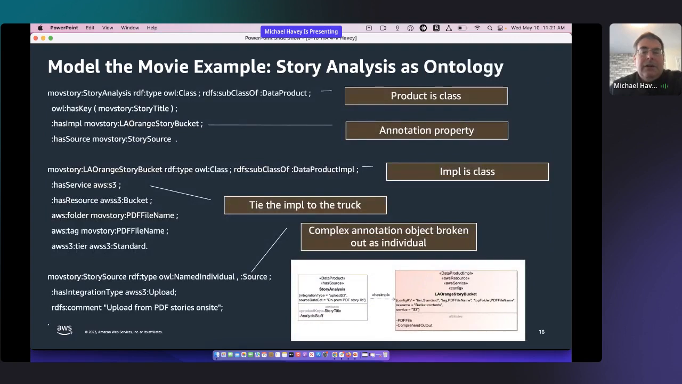And here is a representation of how it would be translated to RDF. In the interest of time, I won't walk through this in great detail, but at the link that I showed, you can see how this is constructed in RDF.